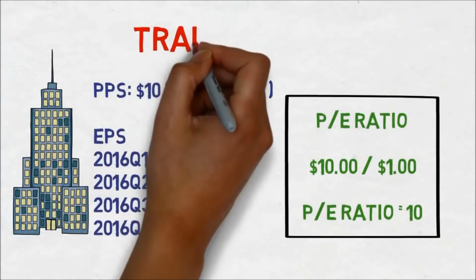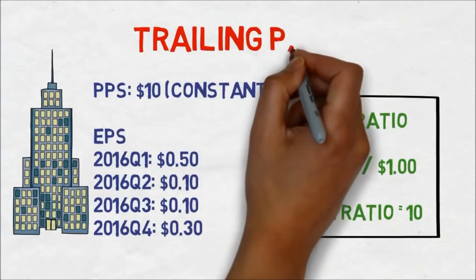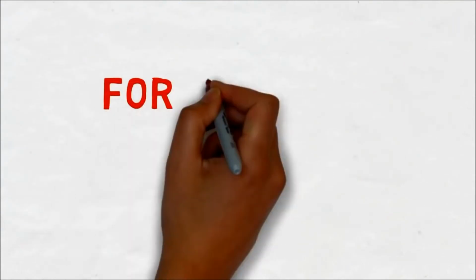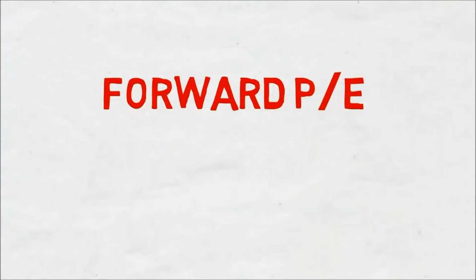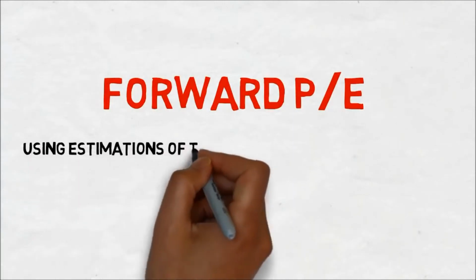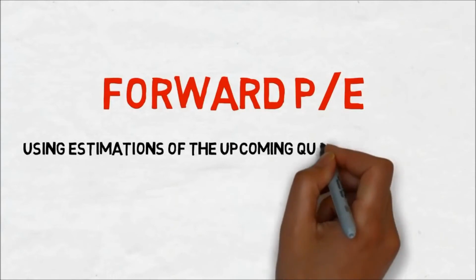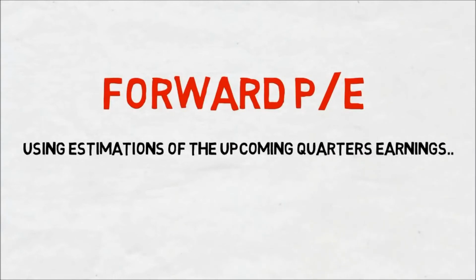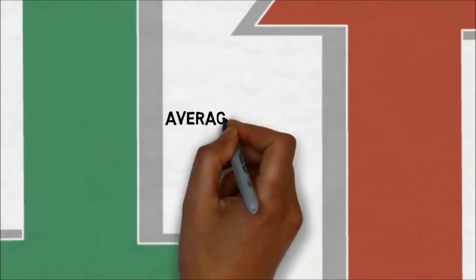This is known as the trailing PE ratio because we use the last 4 quarters' earnings to calculate it, because we can't predict the future. But there is something called the forward PE ratio, which is calculated using estimations of the upcoming quarters' earnings. It can be a metric used by people saying, well, it's going to decrease in the near future, so I'm going to invest in the company knowing that the PE ratio right now is a little bit high.